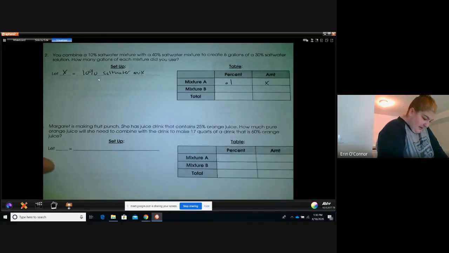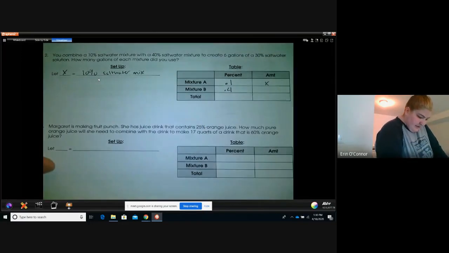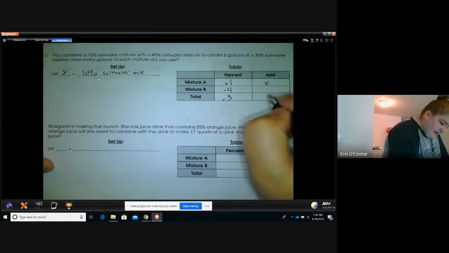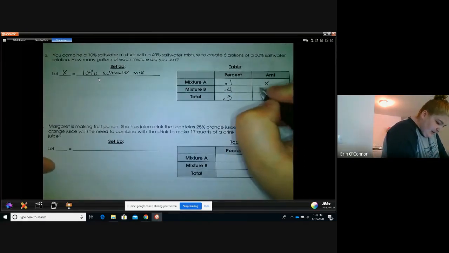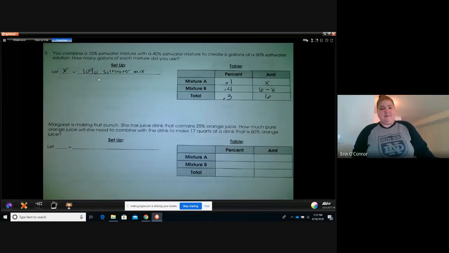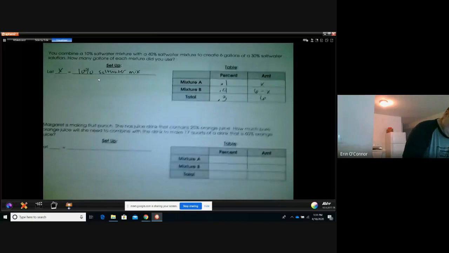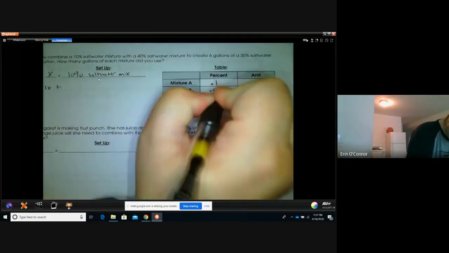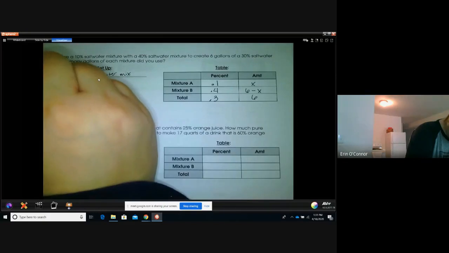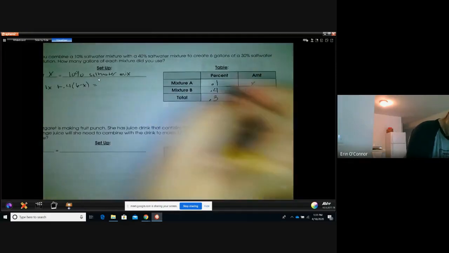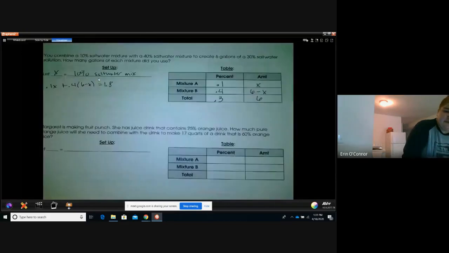I'm just going to put 0.1 here because we know 10% is 0.1, and that's my X. My mixture B is 0.4. We're not sure of the amount yet. And I need a total of 0.3 and 6 gallons, which means right here is 6 minus X. The total here minus X. So we're going to multiply across: 0.1 times X plus 0.4 times 6 minus X equals 0.3 times 6. 0.3 times 6 is 1.8.